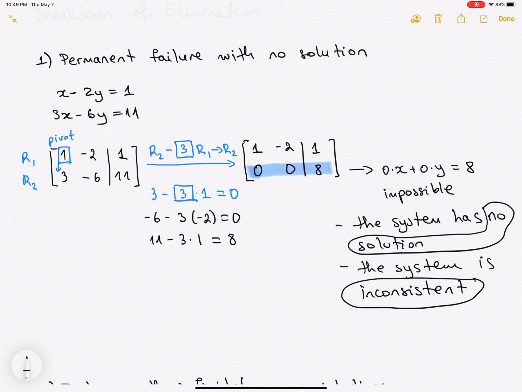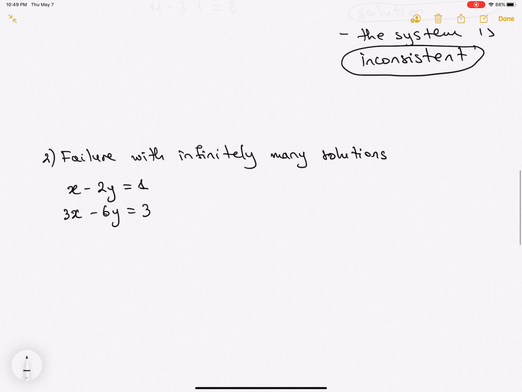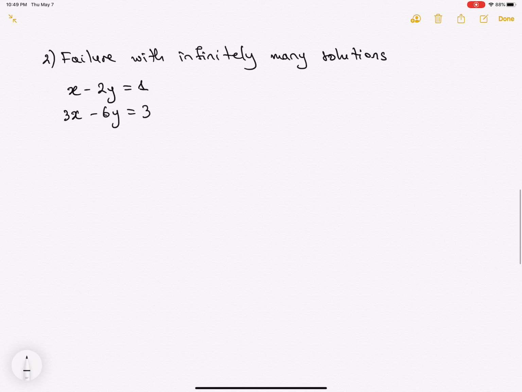We try to do things as planned, but we can't solve the system. The second way in which elimination can fail is where we don't have just one solution, but in fact we have many solutions. Or, well, in fact, for linear systems, you either have a unique solution or no solution or infinitely many solutions. You can never have just two solutions. It's either one or infinitely many or none. Okay, let's go into writing the augmented matrix.